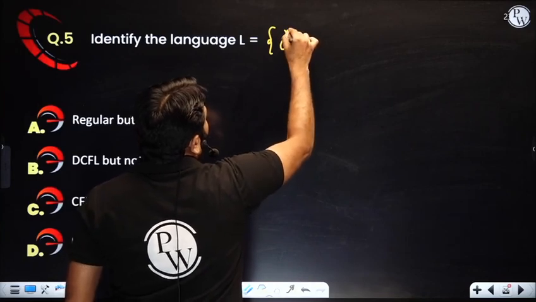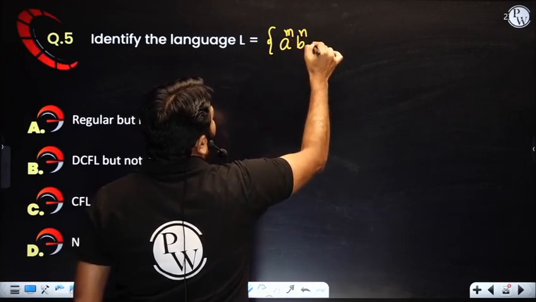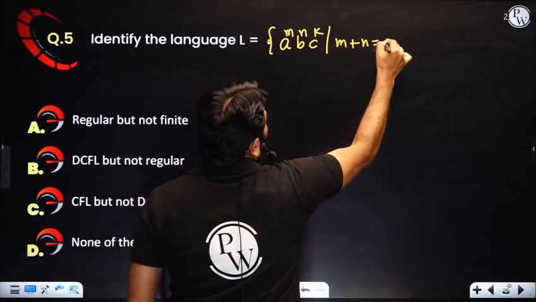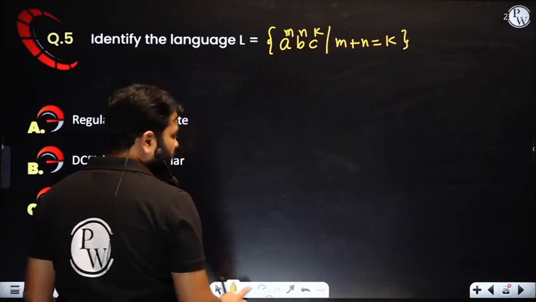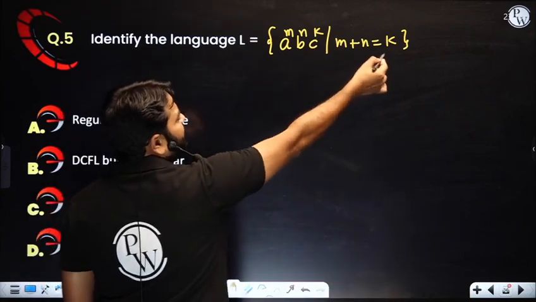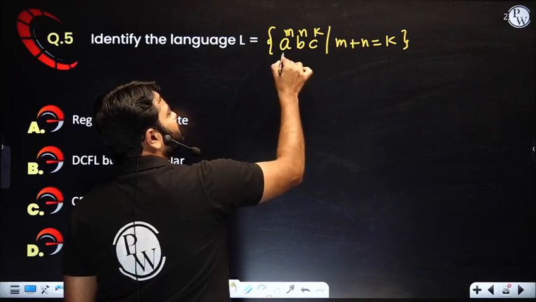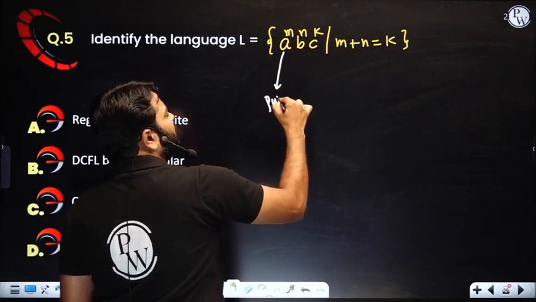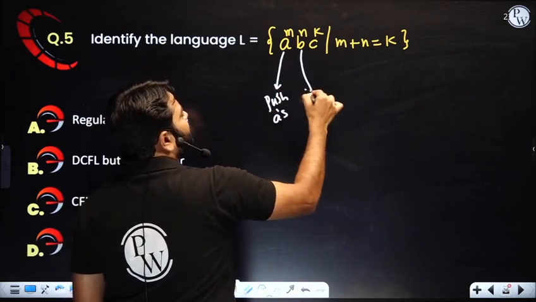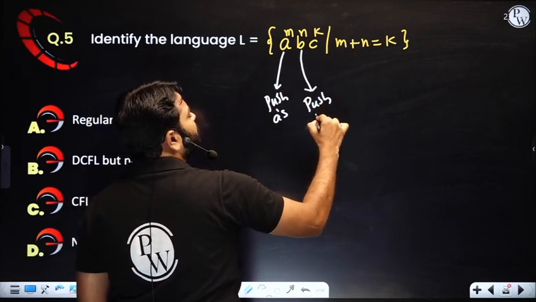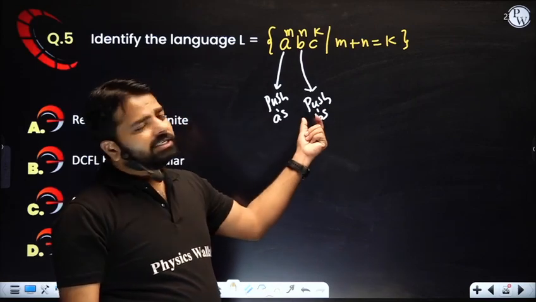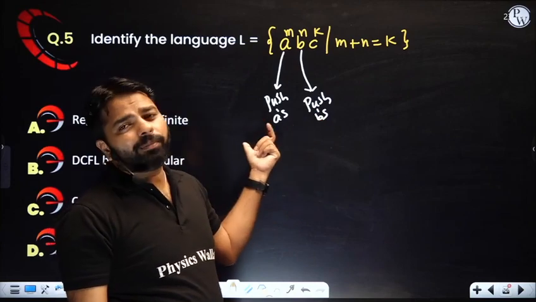A power m, b power n, c power k, such that m plus n is equal to k. Now, what is the meaning of this? See, m plus n equal to k, we know A is followed by B is followed by C. First A's you push, whether A comes or not, doesn't matter. If A comes, push it, B comes, push it. Then for C's, B's you start popping. Once the B's are over, you will pop A's.